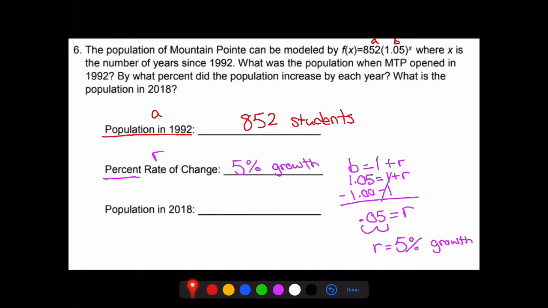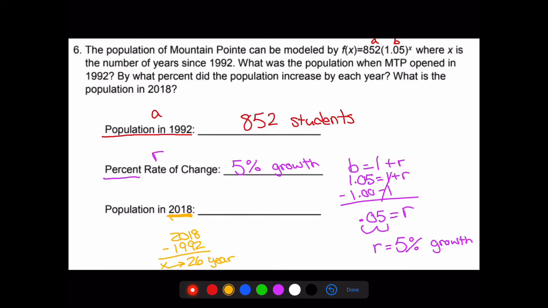All right, and then lastly, the population in 2018. So from here, I'm not going to just plug in 2018 for X. That wouldn't make sense. That's going to give me an extremely large number. Instead, I'm going to take this number, 2018, and subtract 1992 from it. That will give us how much time has passed between 1992 and 2018. So if we look at this, it says 26 years. So what I plug in for X is 26. So let's go ahead and do that.